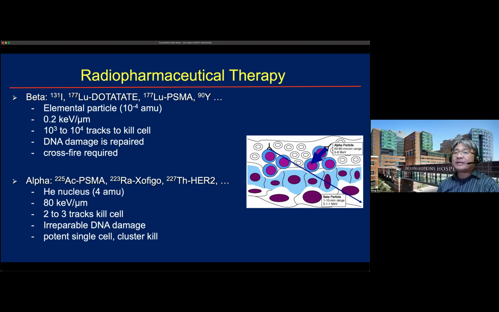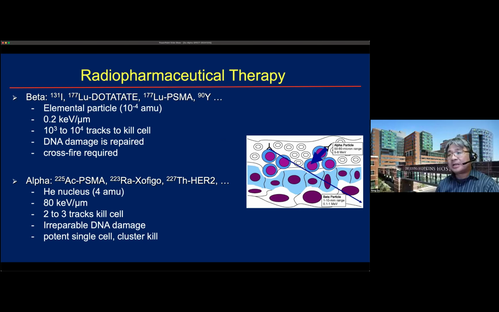On the other hand, alpha particle therapy is also a very effective treatment. Examples include actinium labeled PSMA, which is very popular, and radium chloride, whose market name is Xofigo, and also some labeled HER2 to treat breast cancers. An alpha emitter is basically the nucleus of helium, so it's very heavy and has high linear energy transfer. Because of that, only two or three alpha particles are needed to kill a cell. The mechanism is that it causes irreparable DNA damage. Because of that, there's much less resistance development, and it's very potent at killing cancers.